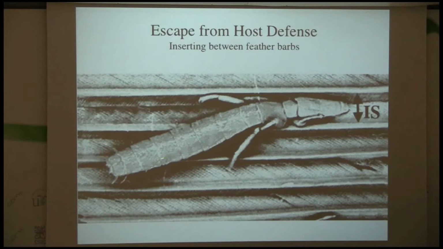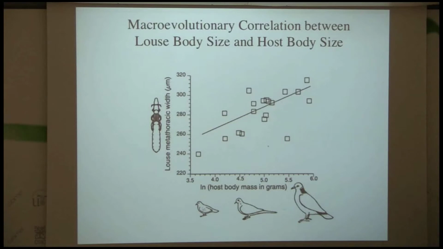Well, it turns out wing lice have this long, thin body form, and they escape from host defense by inserting between the barbs. This is a wing feather, and these are the barbs. And they insert between this inner barb space to escape from host preening, similar to the feather mites. And that's probably why they have this long, thin body form. And this ecology of the way they escape from host defense also creates a macroevolutionary correlation between the width of lice and the body mass of the host. So bigger birds have bigger lice, smaller birds have smaller lice.